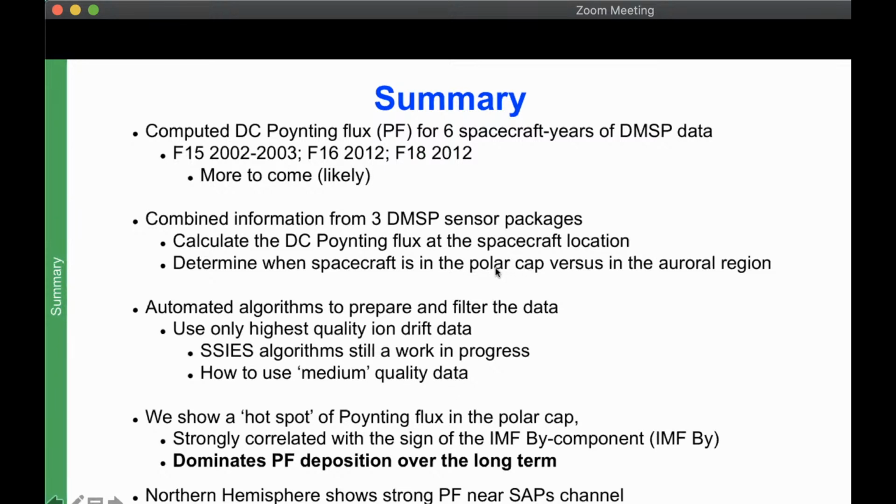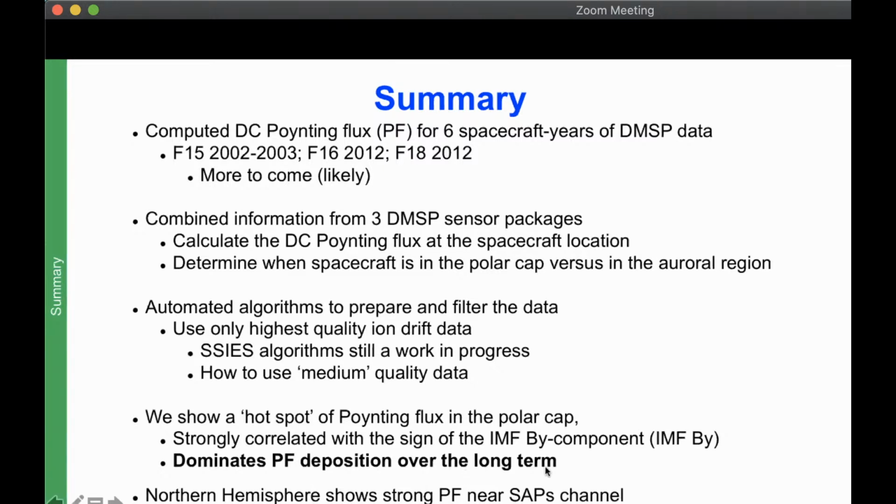We have been combining information from the sensor packages on these 3 spacecraft. These DMSP constellations are the only ones that I know of that have multi-year measurements from enough sensor packages that we can make this calculation. We've been able then, especially with the particle data, to figure out where the spacecraft are making these measurements in terms of auroral boundaries. Is the measurement in the polar cap or in the auroral region? We want to continue to improve our automated algorithms and filters to bring in more data.